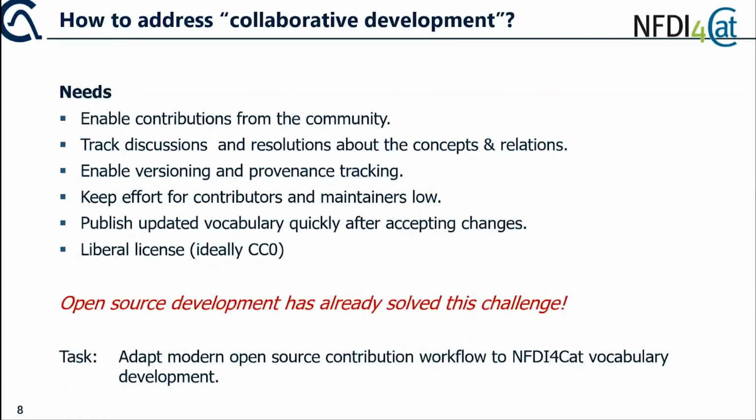And the main needs we have are that we want to enable contributions from the community, especially from non-experts. Then, of course, if you are used to open source development, you want to track discussions and resolutions about concepts and relations that go into this vocabulary. We need version tracking and provenance tracking. So we'd like to give credit to people contributing to the vocabulary, and with Excel, you lose this.